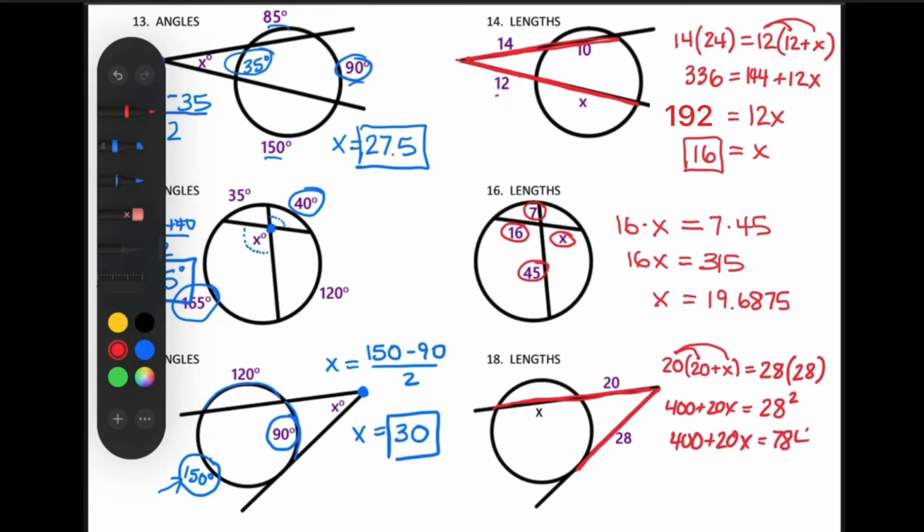28 squared, 784. Subtract the 400. Divide by 20. That one comes out evenly at 19.2.